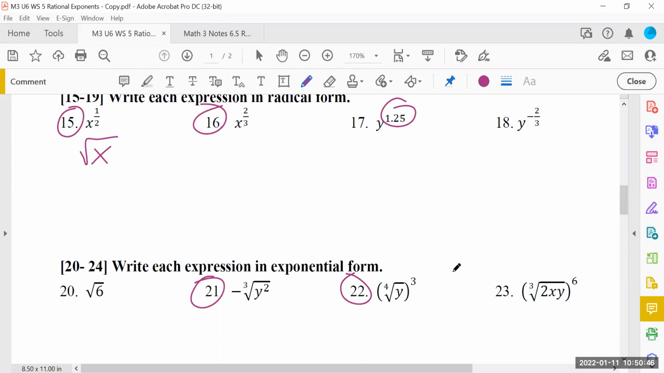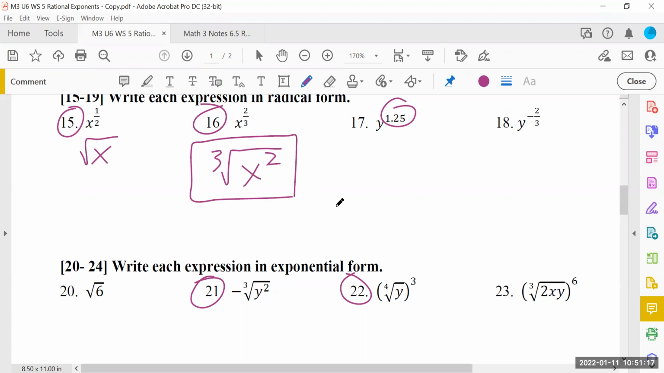All right, let's go over those four real fast. Again, they should have been very quick. Jaime, did you get an answer for 16? Let me see how you wrote it. Cube root or third root of x squared. So it's exactly right. He's got it written like this. That's exactly what we're looking for.